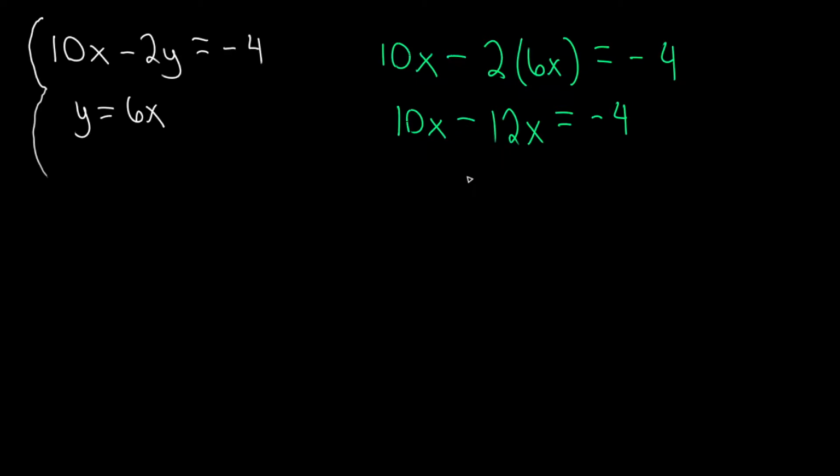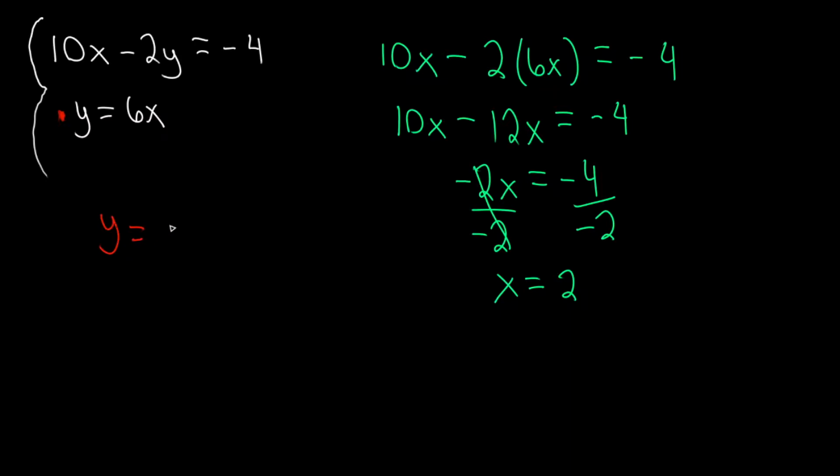Combine like terms on the left side, and we get negative 2x equals negative 4. Divide out the negative 2 on both sides to get x alone. And we're left with x equals 2. And we can plug the x into our y equals equation that they gave us over here. Y equals 6 times 2. Y equals 12.